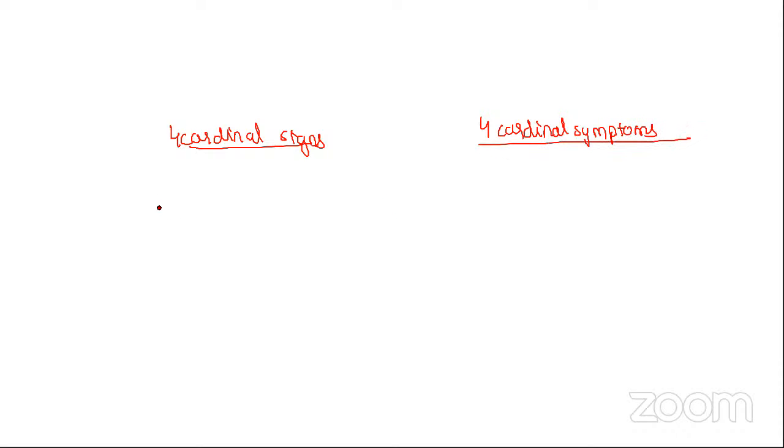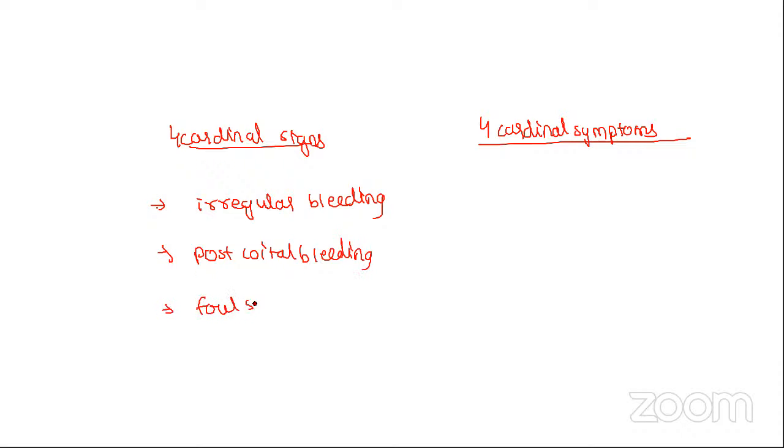The 4 cardinal symptoms are irregular bleeding, postcoital bleeding, foul smelling discharge, and pelvic pain. These are all the 4 cardinal symptoms.